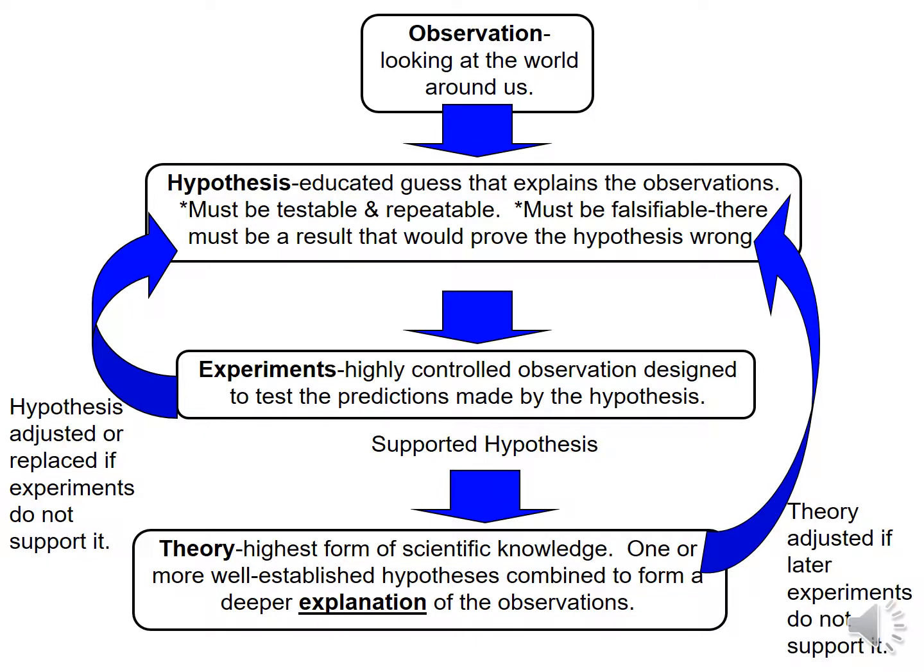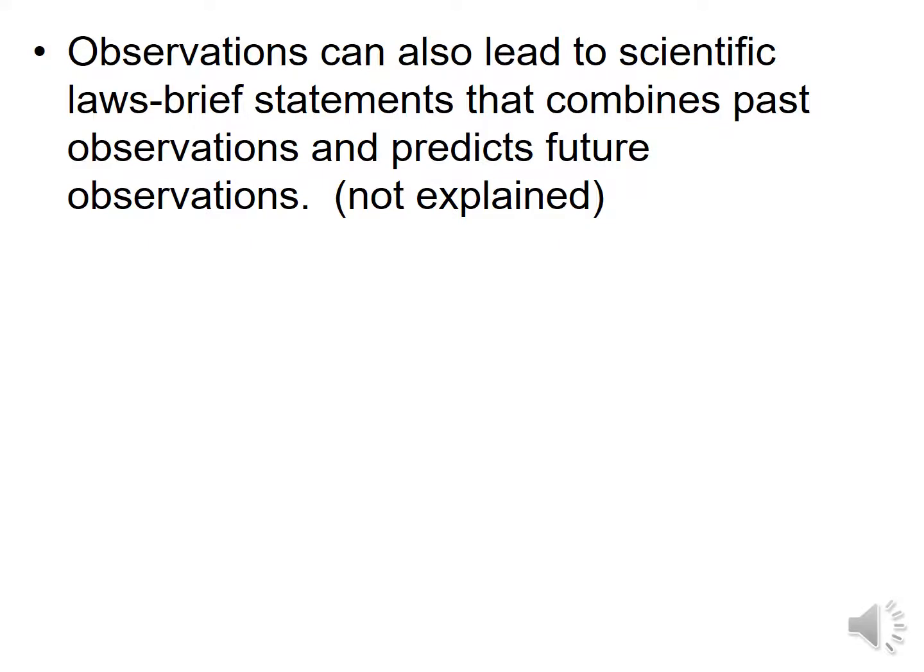Our theory can be adjusted if somebody comes up with new experiments that don't support the theory. Then we may need to adjust our theories. And history is full of scientific theories that have been proposed and then changed over the years in order to try to understand the world better. Now, it's important to realize a theory does not become a law.